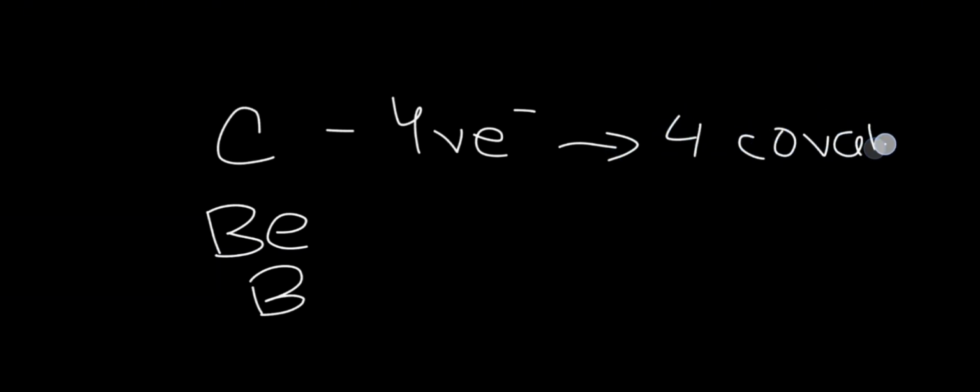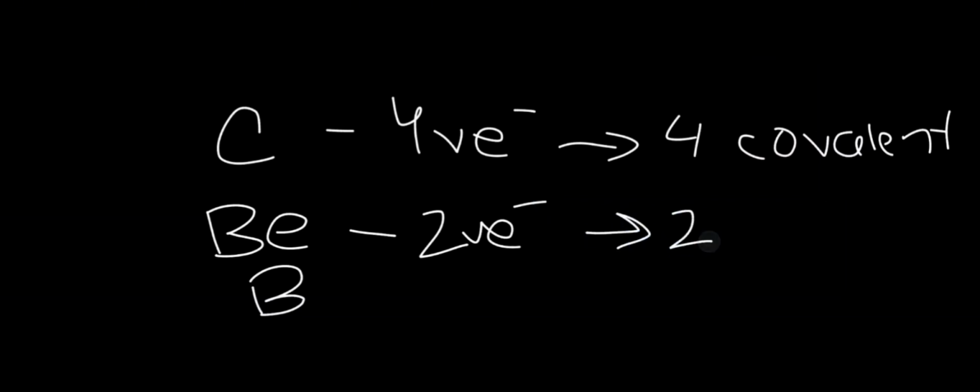Carbon has 4 valence electrons, and it needs to gain 4 more or lose 4 more, and since it's a nonmetal, it technically needs to gain 4 more. So it can form 4 covalent bonds. Beryllium has 2 valence electrons, and it needs to lose 2, so it can form 2 bonds. Boron has 3 valence electrons, and thus it can form 3 covalent bonds.